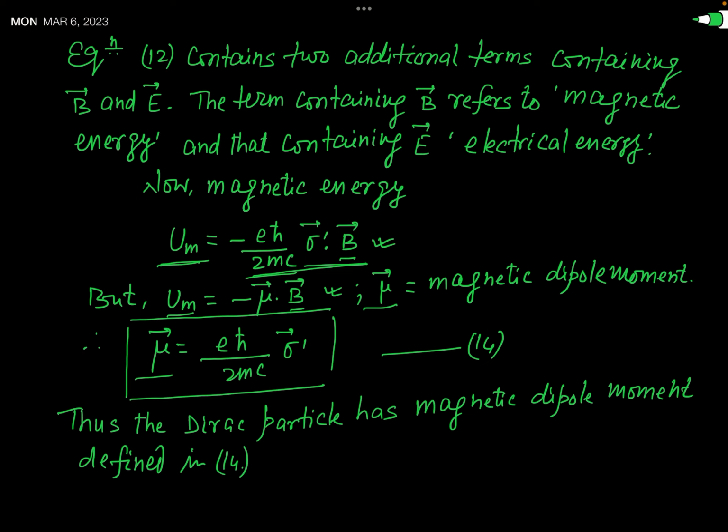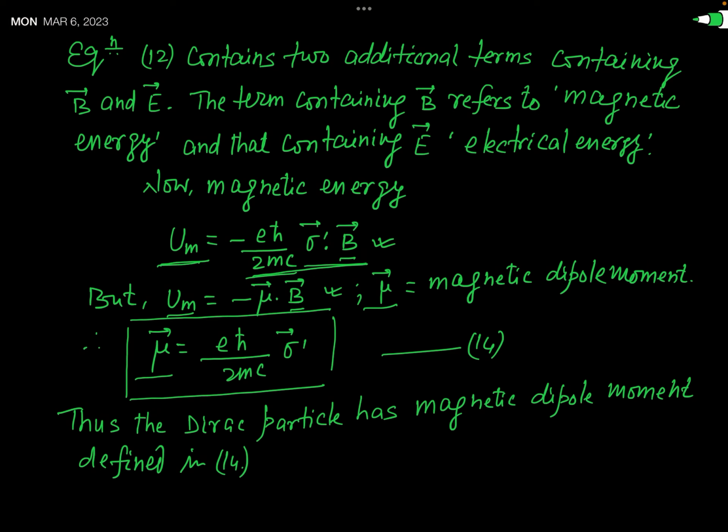Okay, and from this result you can easily say that the Dirac particle has magnetic moment due to its spin angular momentum. Since the particle has a spin angular momentum, associated with that very spin angular momentum the Dirac particle has magnetic moment. So magnetic moment is confirmed by the Dirac equation or by Dirac theory. You can see. Okay.